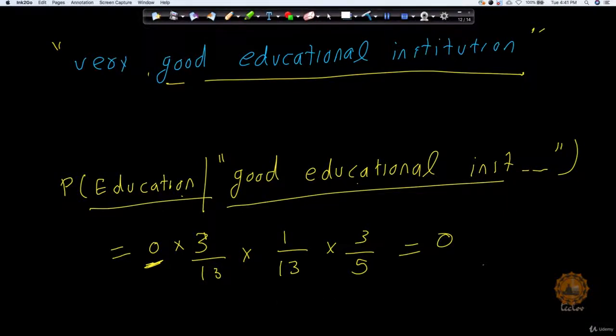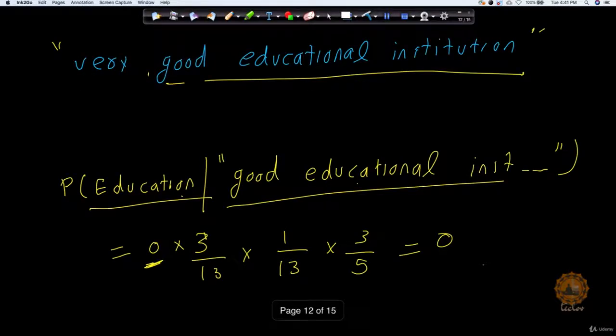So now we will be talking about one very important thing called Laplace smoothing. Now what is this? Let's say you have a text document which is, let's say, "very good educational institution." Maybe this very word is not even a part of my data set, so let's say we decided to ignore it. But when we looked at "good educational institution," we wanted to figure out the probability of education given this particular word.